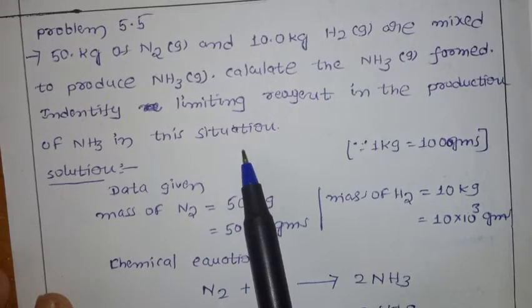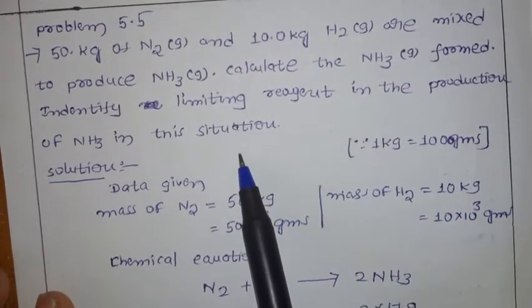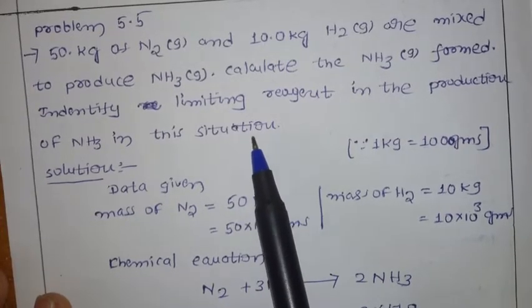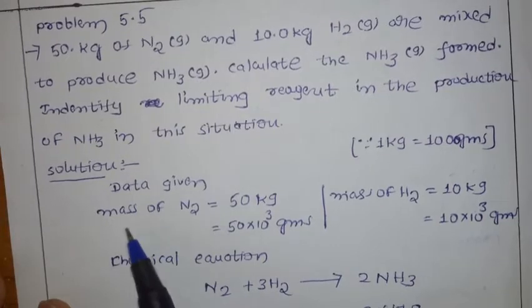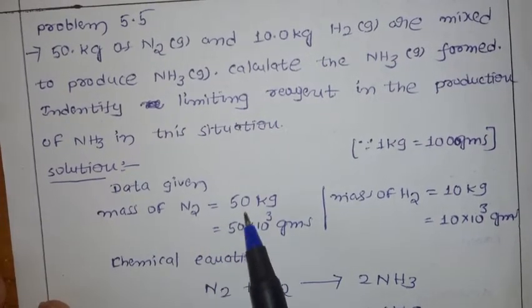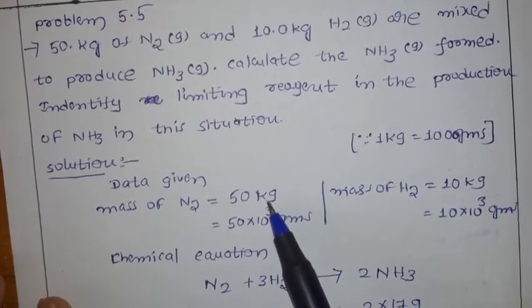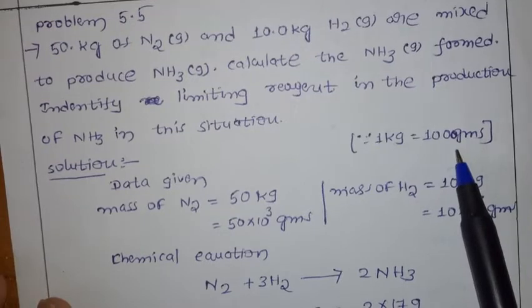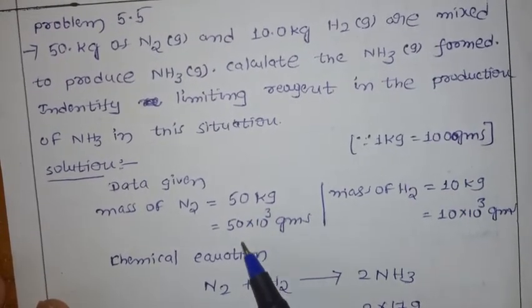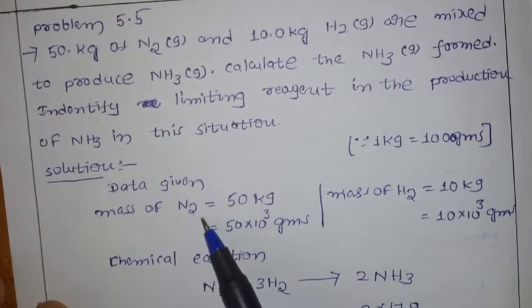So you have to identify how much ammonia is going to be produced, and along with that, what? The limiting reagent. Now go for the solution. Data given: mass of nitrogen, how much? 50 kg. For the sake of convenience, we are going to convert kg into grams, because you know very well 1 kg equals 1000 grams. So 50 into 10 to the power of 3 grams, nothing but 50,000 grams, the mass of nitrogen.